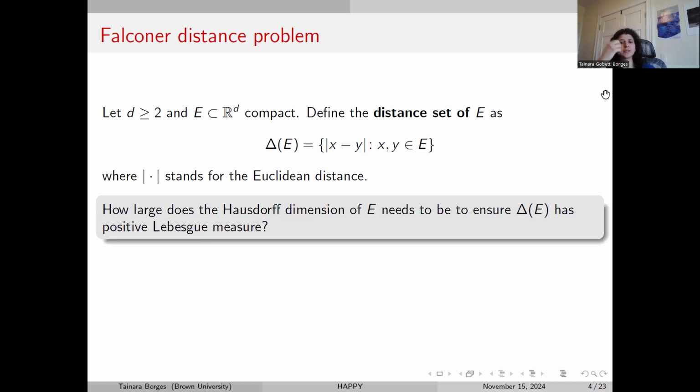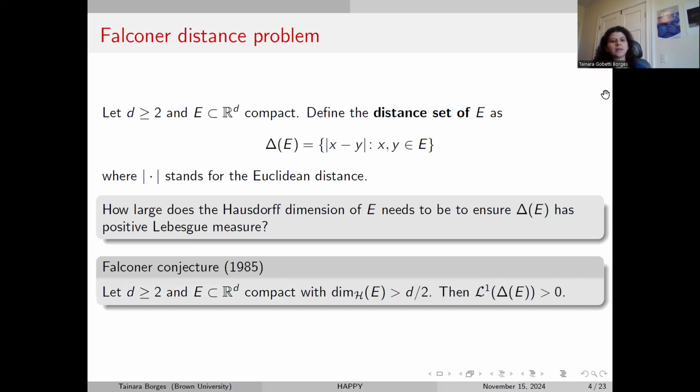A natural question, or an interesting question, is how large do you have to make the dimension of E so that you can guarantee that there are a lot of distances in the distance set? And the notion of how large is often the notion of Hausdorff dimension. How large do you have to make the Hausdorff dimension of E so that you guarantee that Delta(E) has lots of distances? To make this precise, the Falconer conjecture from '85 says that if you have a compact set in R^d, d at least 2, and the set has dimension at least half of the ambient dimension, so at least d over 2, you should expect there are a lot of distances in Delta(E) in the sense that it is a positive Lebesgue measure set.